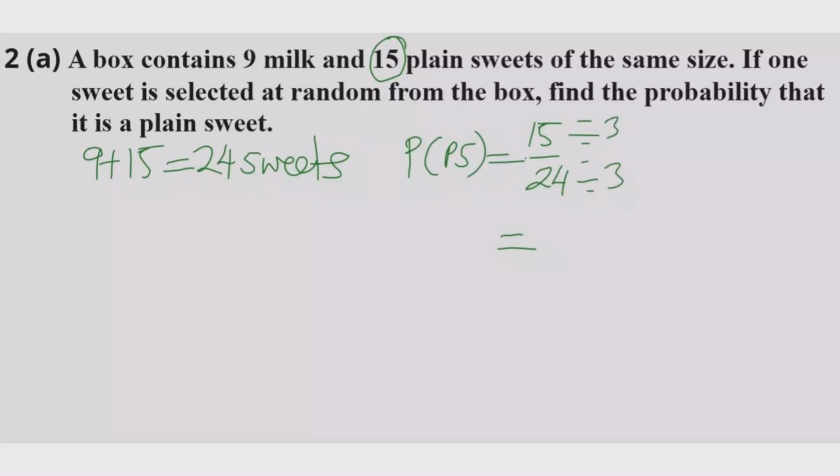So 15 divided by 3 will give us 5. 24 divided by 3 will give us 8. Is there any number that can go into 5 and 8? No, there is no number. They don't have a common factor. 5 and 8 do not have a common factor. Therefore, this is the probability of picking a plain sweet.